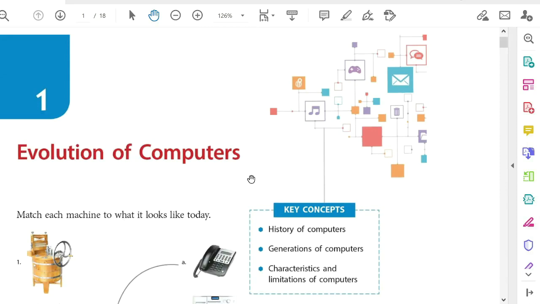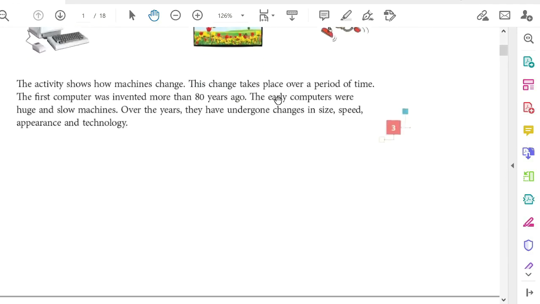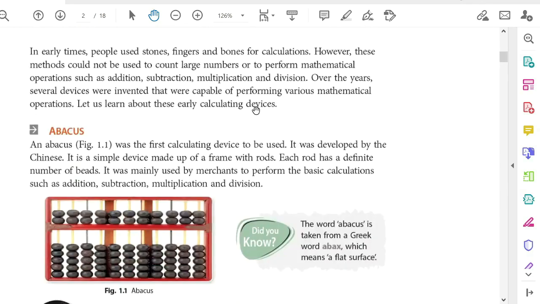So let's start. In our unit test portion, we have two chapters, chapter 1 and chapter 2. Chapter 1 covers evolution of computers. So what to read for this chapter? These are not very important. We will start from abacus.